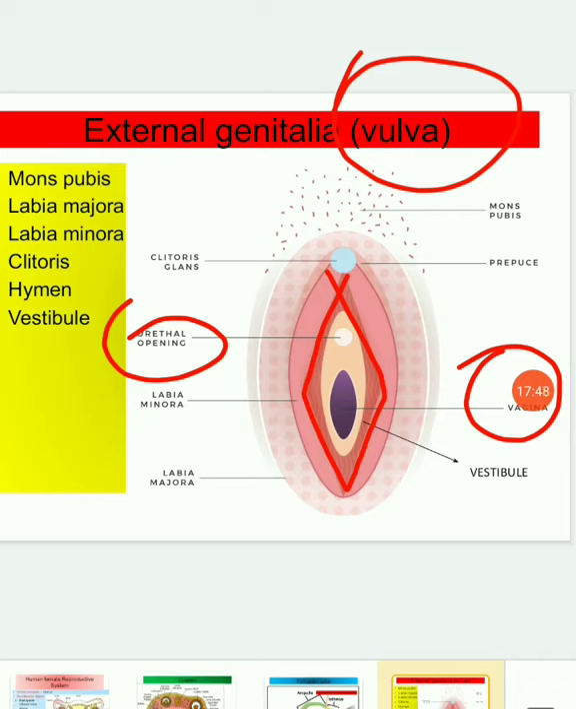So I hope you all have got the structure of the female reproductive system.